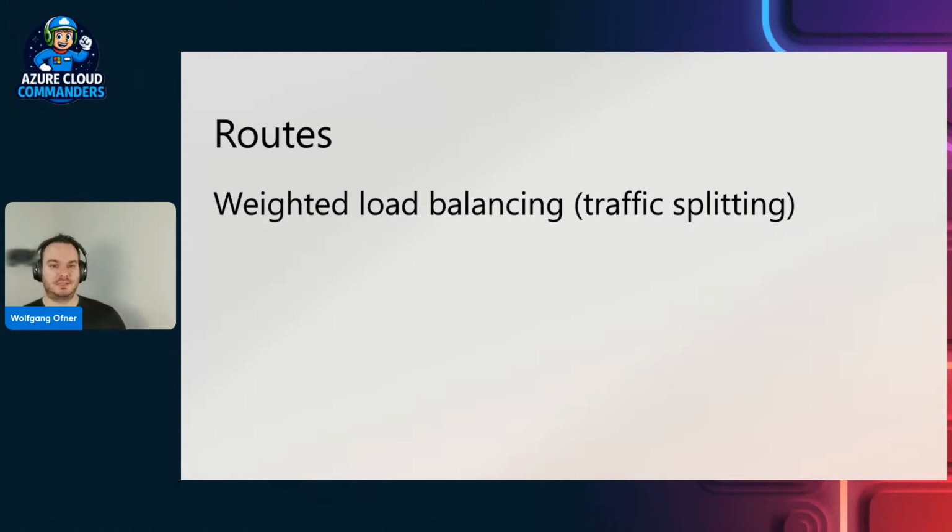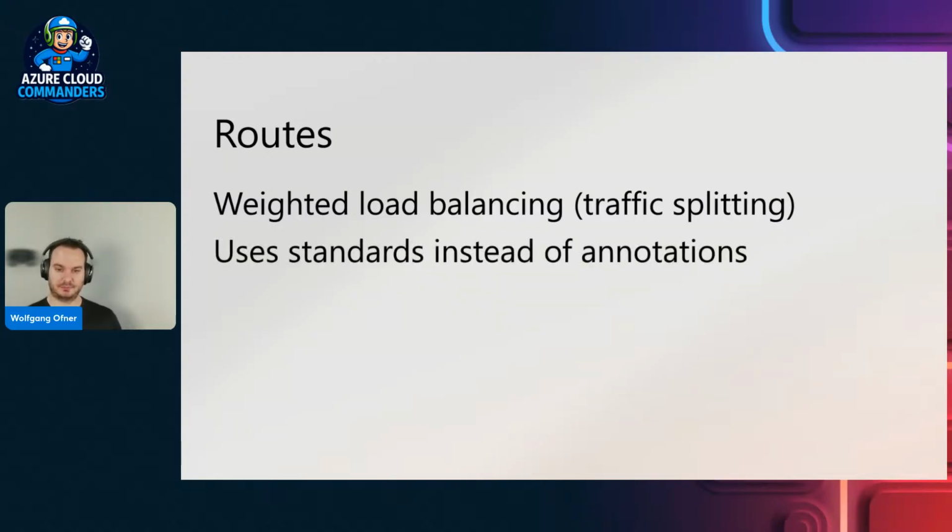And once we have these listeners, we have a route object. And this route object can configure whatever we need for the routing. And one option would be weighted load balancing, or it's also called traffic splitting. And there we can send our requests to different services. This could happen at random. For example, if you want to do A/B testing or canary deployments, I think I have a screenshot in a minute. But this is used if you want to test something.